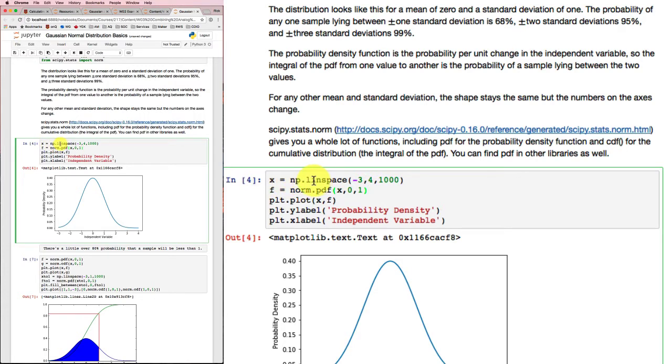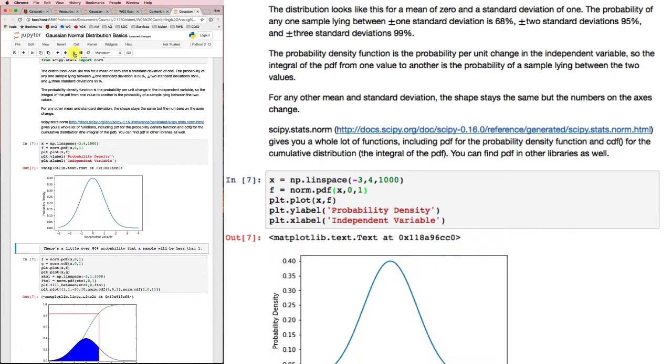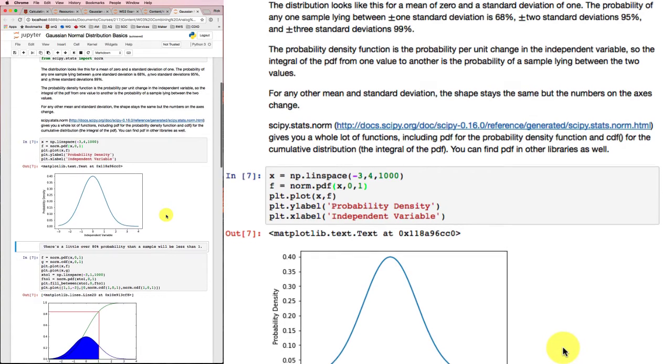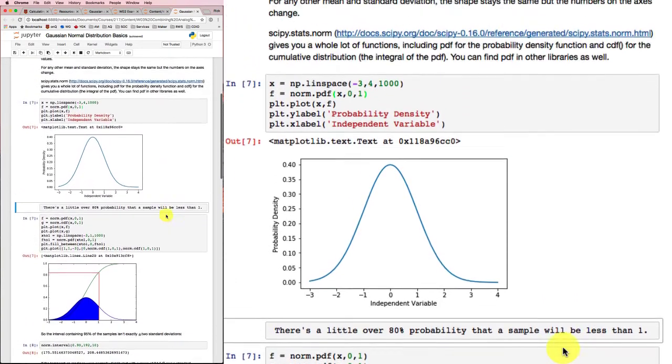I'm taking a linear space between -3 and 4 of 1,000 points, just to have something to plot over, and then I'm plotting this norm.pdf function over that space, with a mean of 0 and a standard deviation of 1. So this is just calculating a whole lot of values, and then I'm going to plot those values and see what comes out. If I run that, this is the plot I get. I get that shape there, and it should be a fairly familiar looking shape. It's a distribution you've seen fairly often.